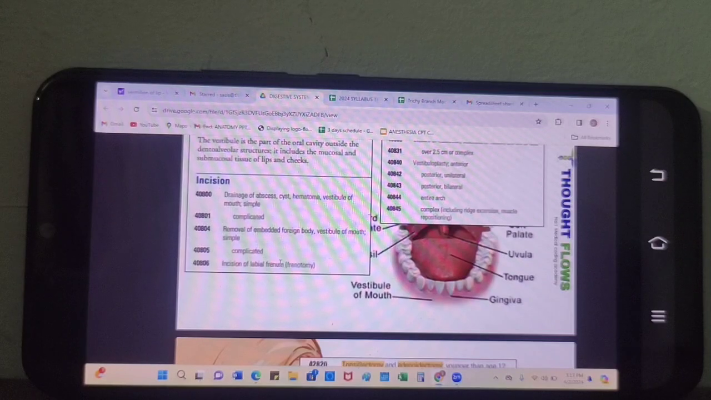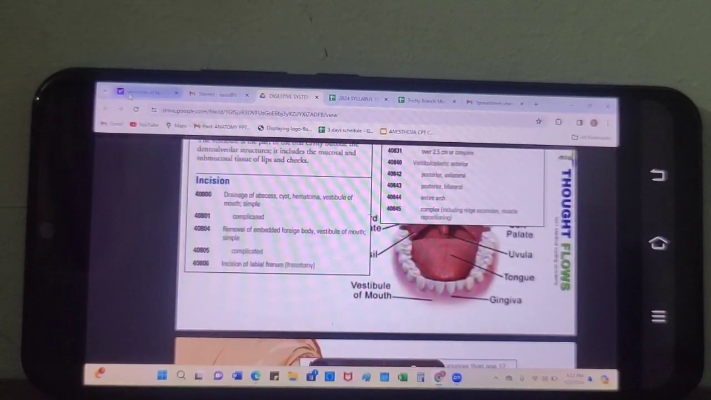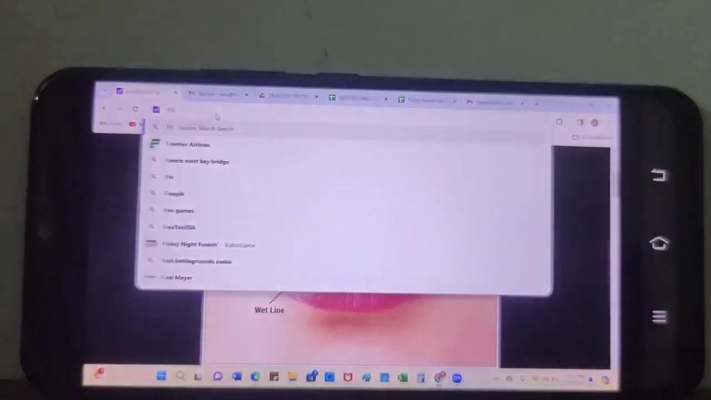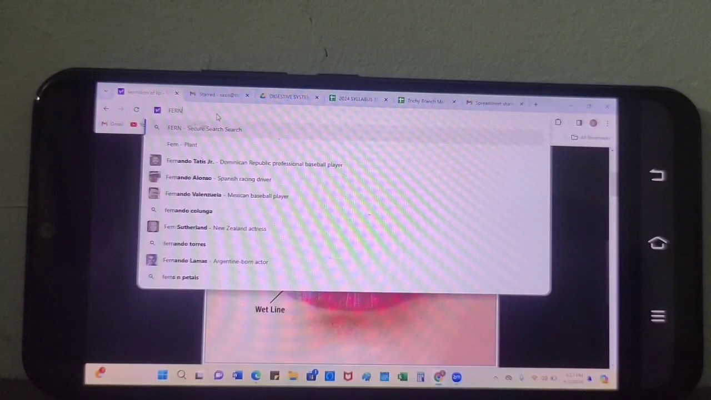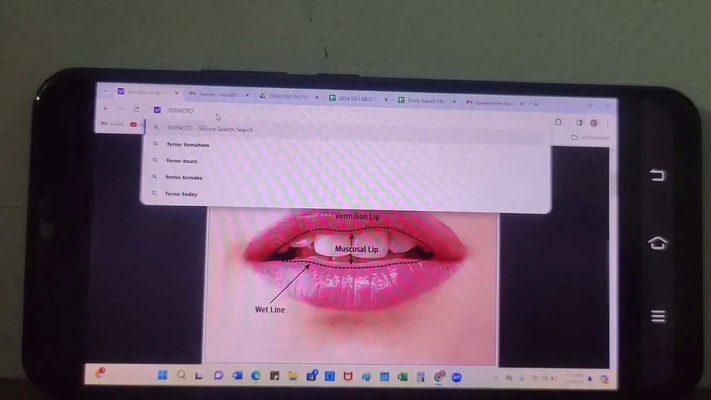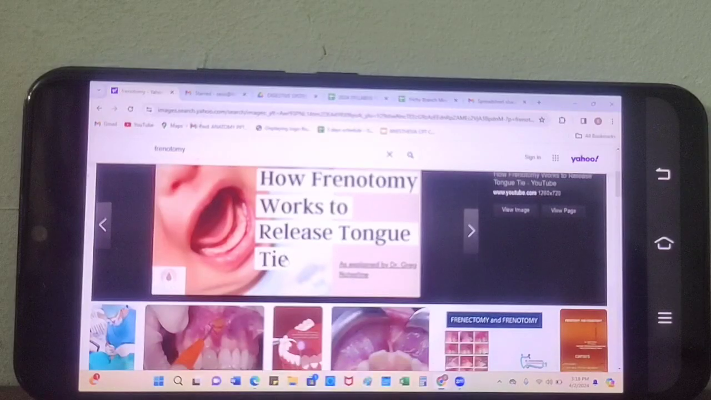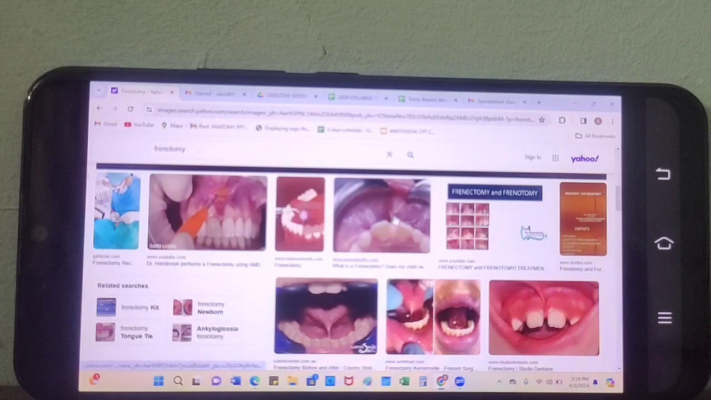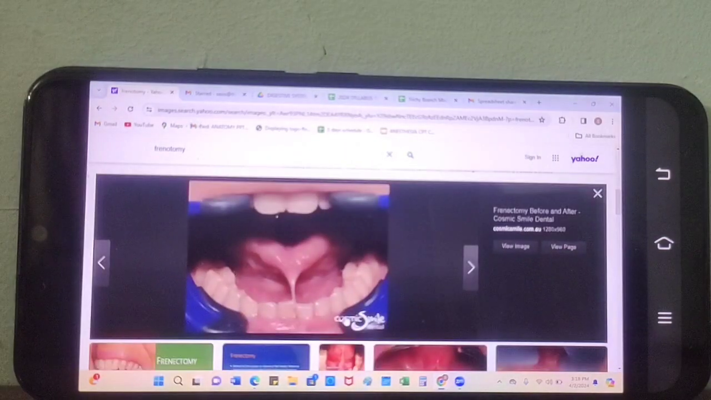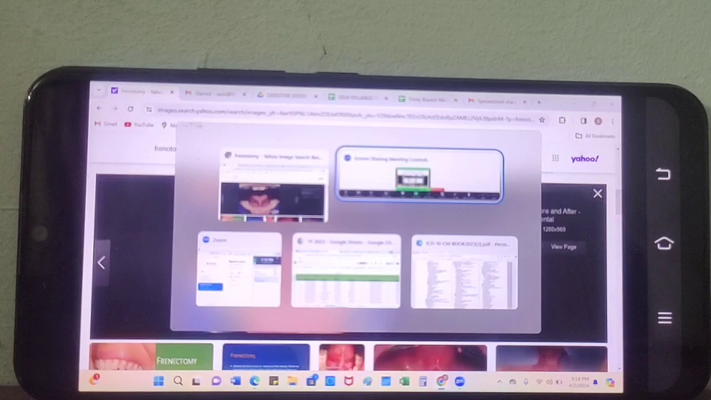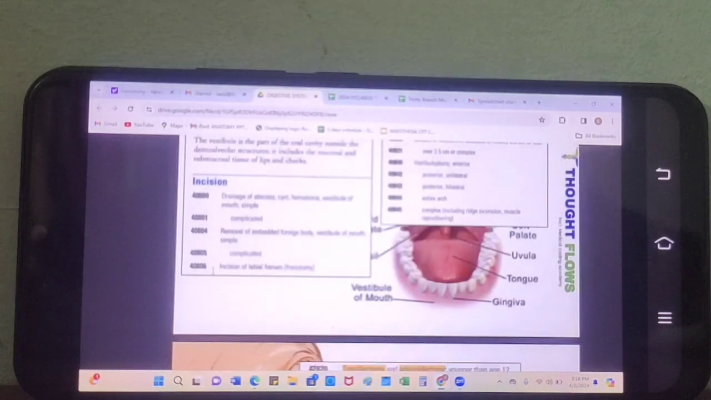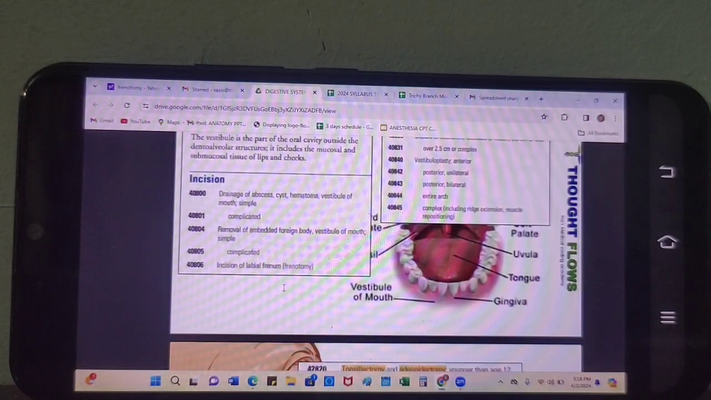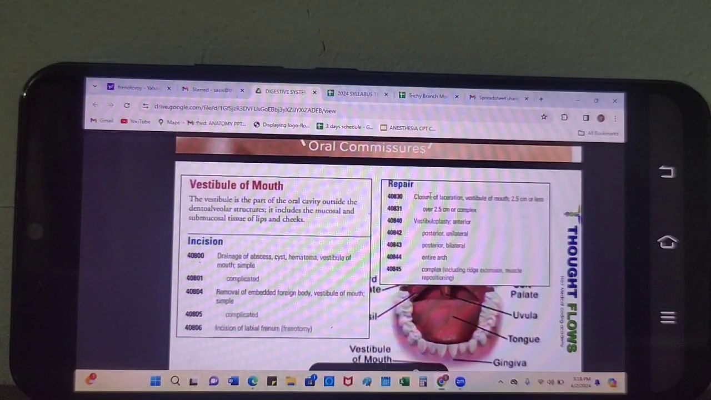Then frenotomy. Frenum is the one you see here. I think this is a clear image. For frenotomy, the surgeon makes a cut on the frenum. For frenotomy, go for 40806.